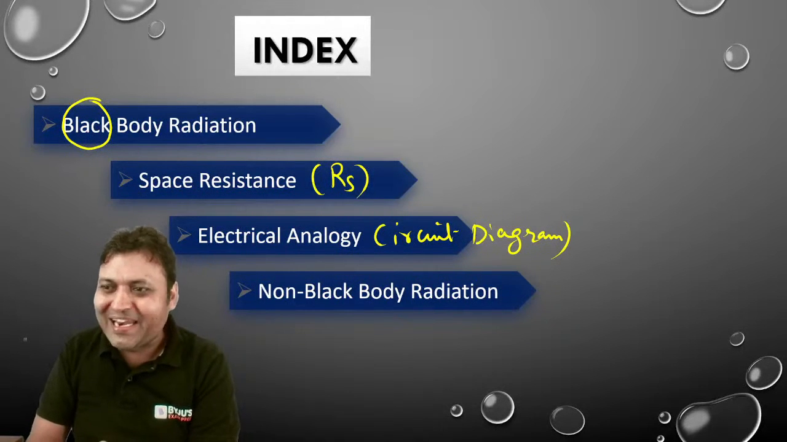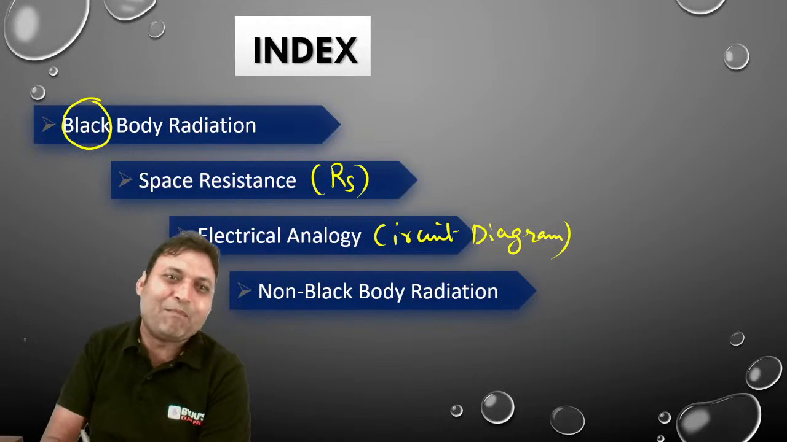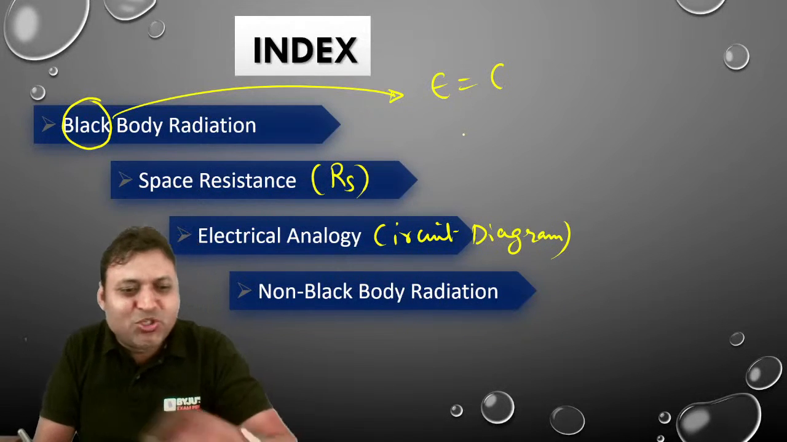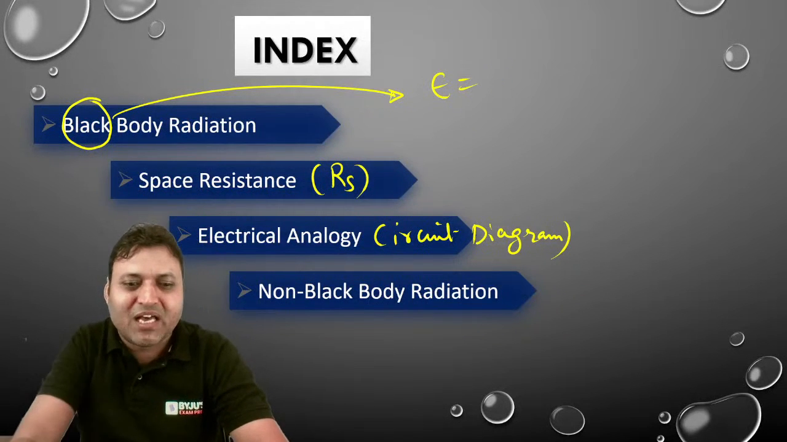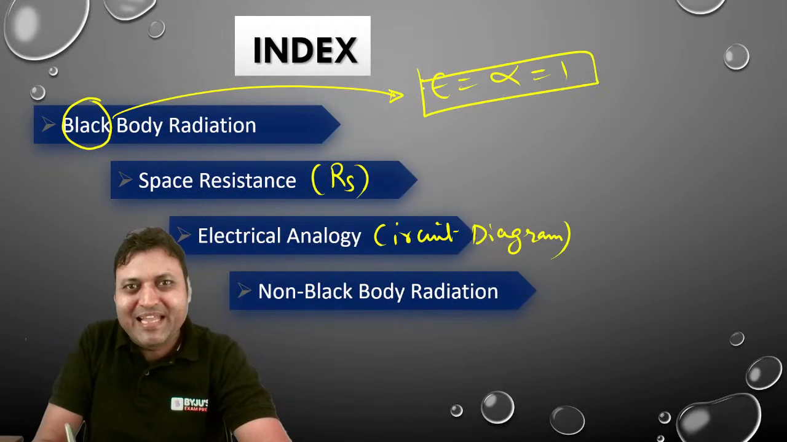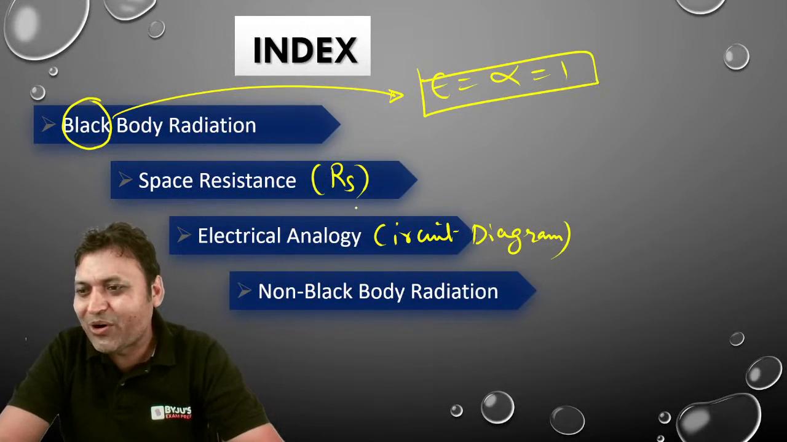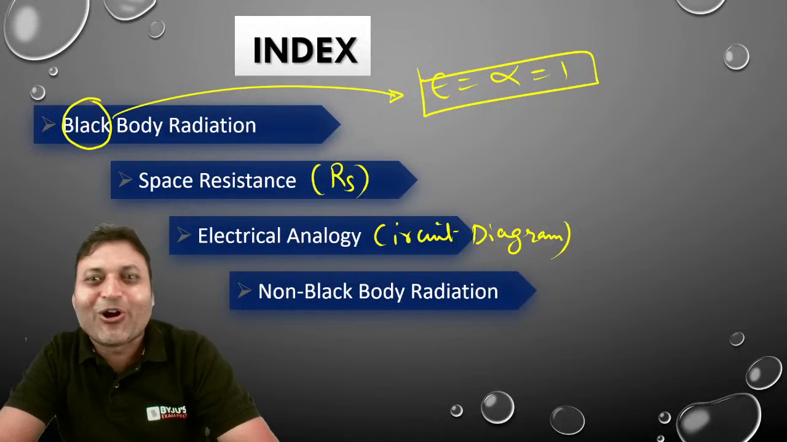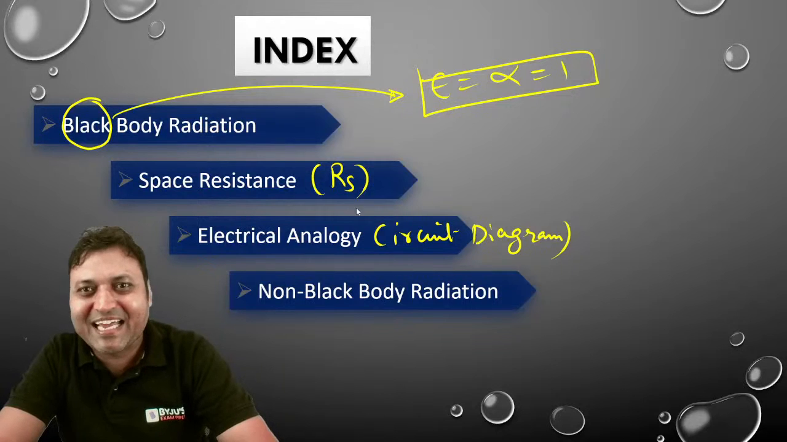Yes, Madhu, very nice. The black body is a perfect emitter as well as a perfect absorber of any type of thermal radiation. Epsilon is equal to alpha is equal to 1. That is the black body. No, Deepak, emissivity is equal to absorptivity for all types of surfaces. That is Kirchhoff's law.